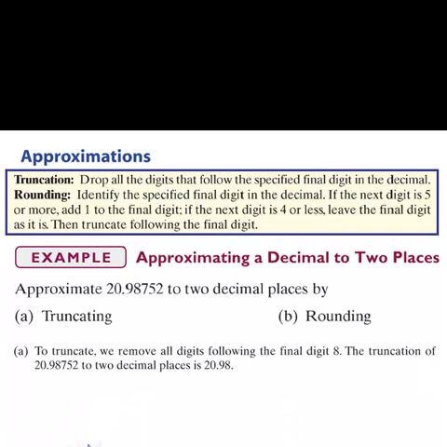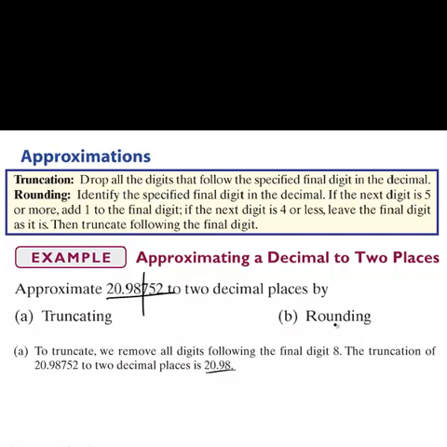So here's a quick example here. Suppose that we've got this decimal number and we want to approximate to 2 decimal places. Well, if we're going to truncate, then we're just going to lop off the 752 and just keep it at 20.98, regardless of what's to the right of the 8.